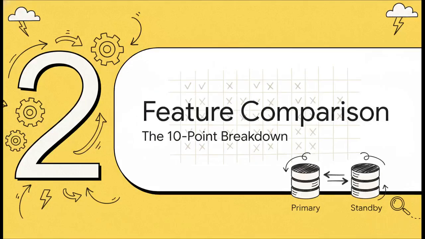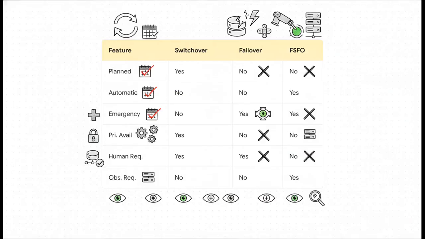Let's shift gears to Section 2. Head-to-head comparison. This is where we get into our granular 10-point matrix breakdown. Let's methodically read through these operational mechanics row by row. Look at the calendar icons. Is the operation planned? Yes for switchover, but definitely no for failover and FSFO. Is it automatic? No for switchover and failover, but a resounding yes for FSFO. For emergency use, only failover and FSFO get that green checkmark.